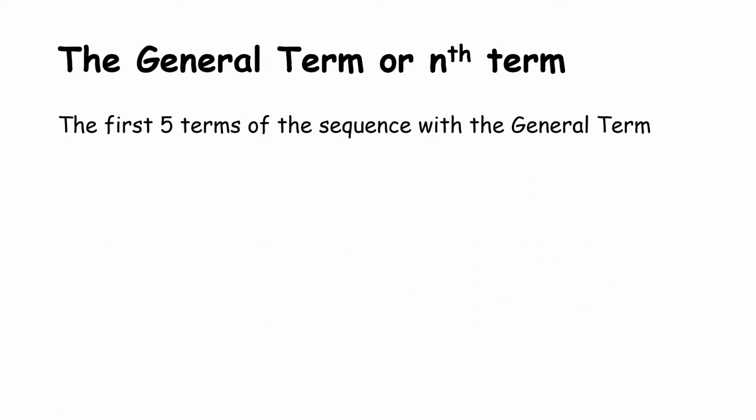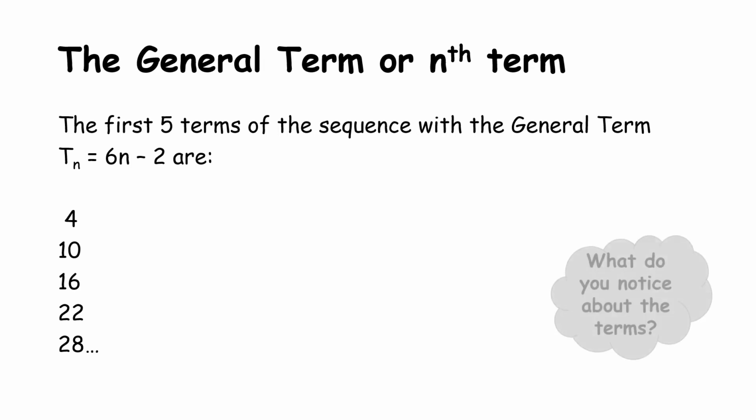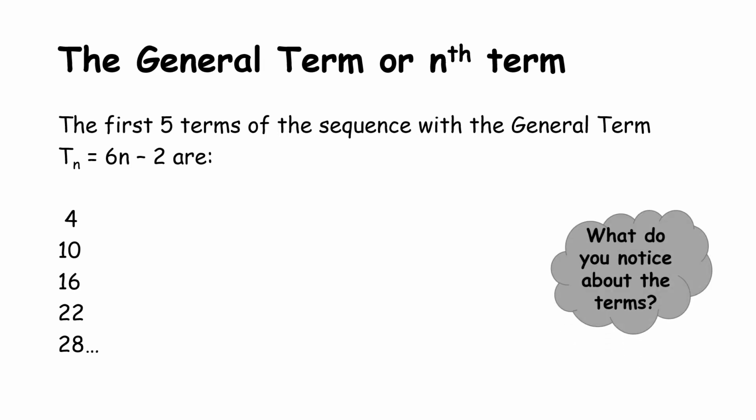So the first 5 terms of the sequence with the general term Tn equals 6n minus 2 are 4, 10, 16, 22 and 28. So what do you notice about these terms? Well, the first thing I'm going to do is write them out like this: 4, 10, 16, 22, 28.